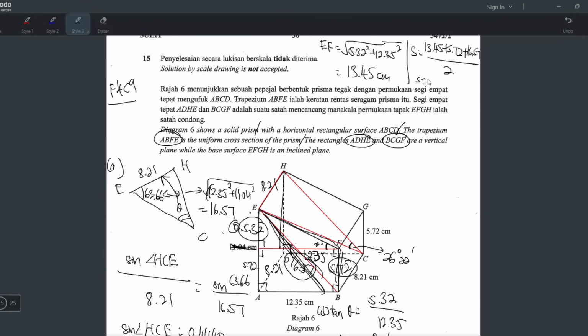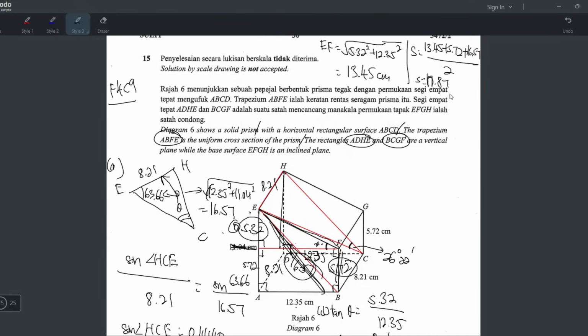Okay, what is my S? So I'm going to press plus 5.72, and then plus 16.57, and then divide by 2. So I got 17.868, so it's like 17.87. Okay, so done with that.